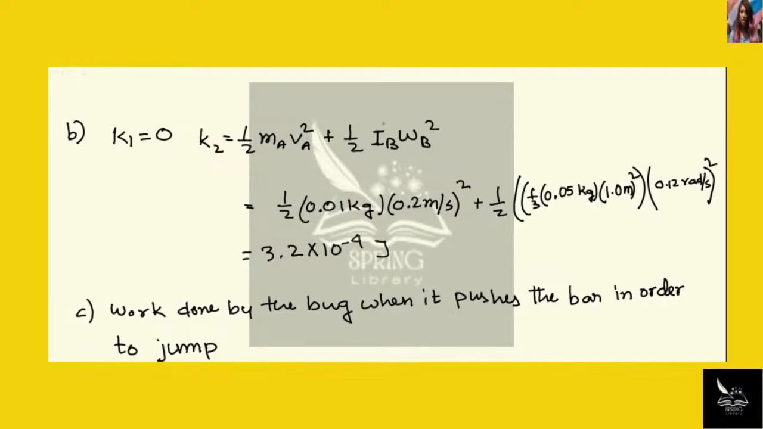And we have already shown how to get Ib and omega b. We already got omega b from the previous part. So if we put in all the numbers, we see that the kinetic energy is 3.2 times 10 to the power minus 4 joules. And in part C, the source of energy is basically when the bug jumps, it pushes the bar, and because it pushes the bar, there is some work done by the bug on the system, and that work done is converted to the kinetic energy.